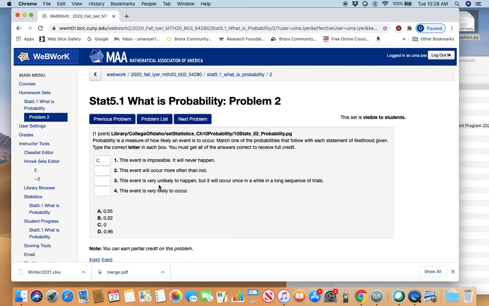This event is very unlikely to happen, but it will occur once in a while in a long sequence of trials. So you see that is a very low probability, but it's not zero probability. It will occur once in a while, but the likelihood is very low. So that 3 is a B.